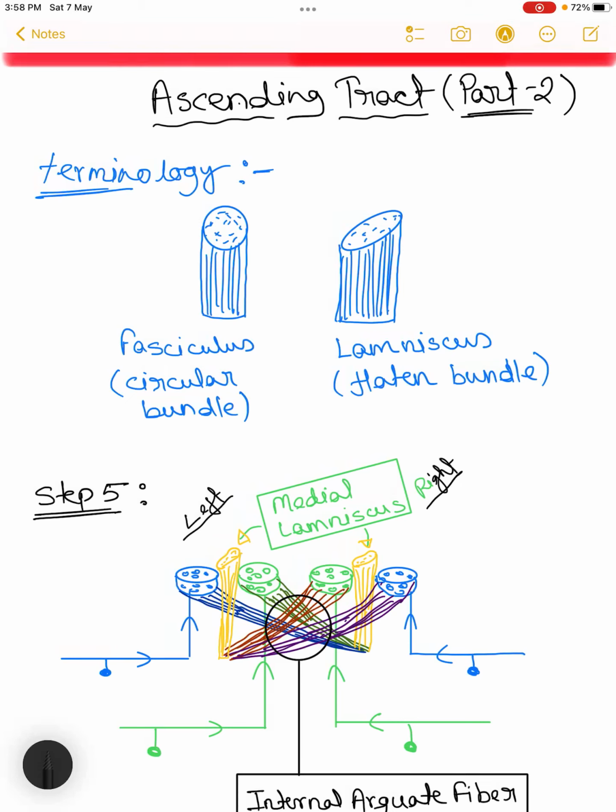Hello guys, today we are going to discuss the ascending tract, part 2. Before we go any further, let's discuss some terminologies.